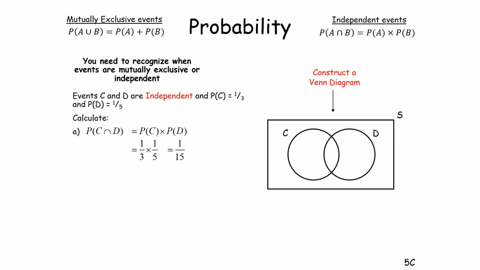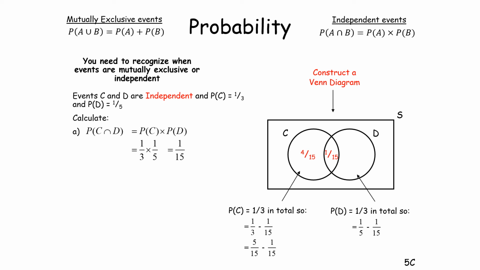If we were to construct the Venn diagram, because they're independent, they both could happen at the same time. They could have an overlap. In this case, the overlap is 1/15, C and D. Now we could work out what probability of just C is, because probability C is a third. From a third, we take away 1/15. So just this bit here is going to be 4/15. Similarly, if you do the same for D, we know D is 1/5. From 1/5, if you take away 1/15, that will give you 2/15.